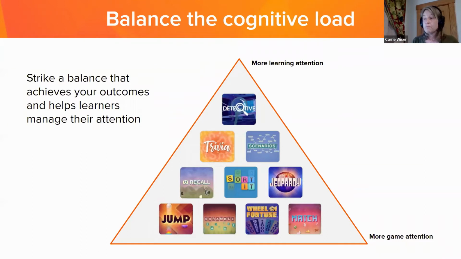When you are choosing a game, you have to make sure that it has a nice balance between the attention that the game requires versus the attention that the outcome requires. For example, the games at the bottom are where the game mechanic is really fun and engaging, and you're trying to jump from level to level. When you're doing Wheel of Fortune, you're trying to decide if you should spin or solve or choose a letter. Those kinds of things take up some cognitive space, so your questions on those kinds of games can't be super complicated or you're going to lose people.